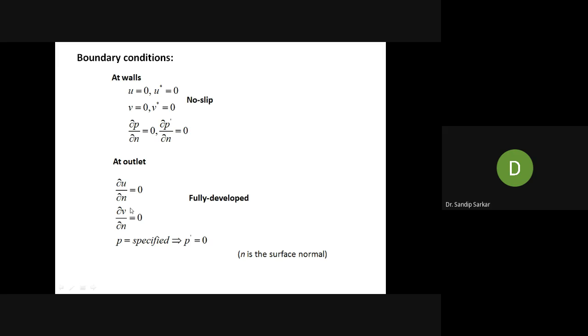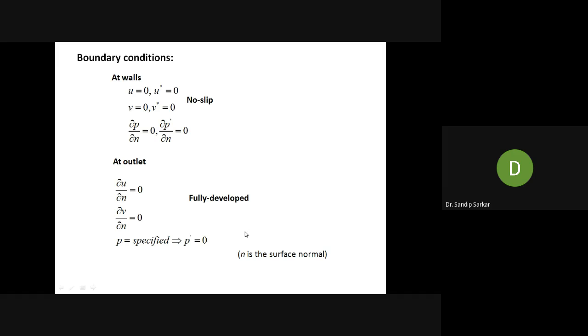So at the outlet, if the outlet is in the x direction, it will be del u del x equal to 0, del v del x equal to 0. If the outlet is in the y direction, it will be del u del y equal to 0, del v del y equal to 0. That's why I have written that at the outlet, the boundary condition is always the fully developed boundary condition, for which the boundary conditions for the velocities are del u del n equal to 0 and del v del n equal to 0. Basically, these are the fully developed boundary conditions.